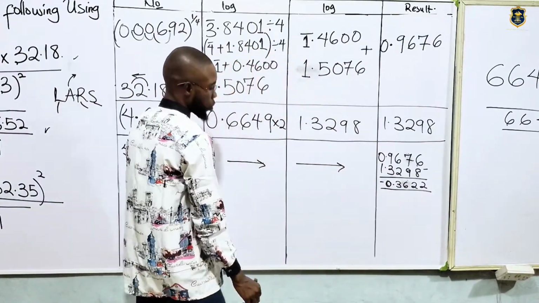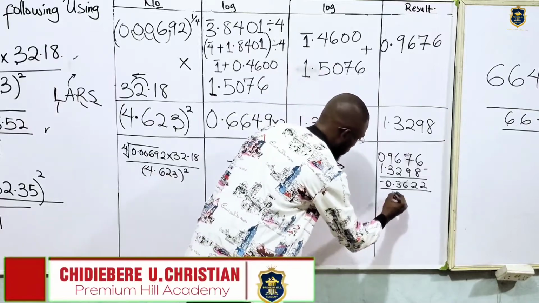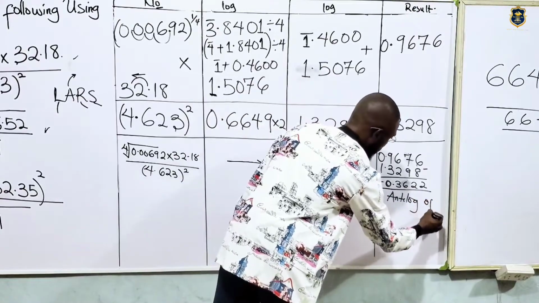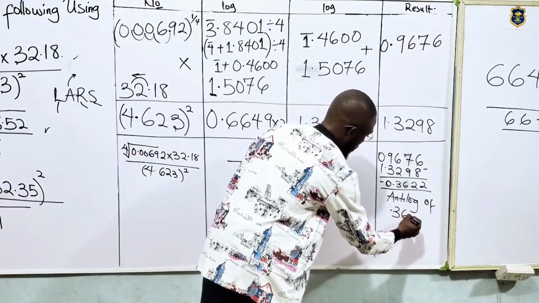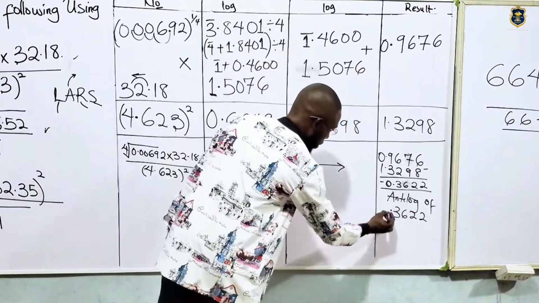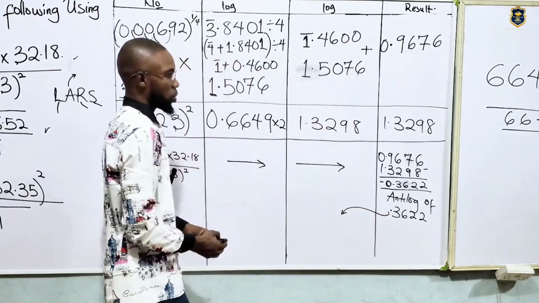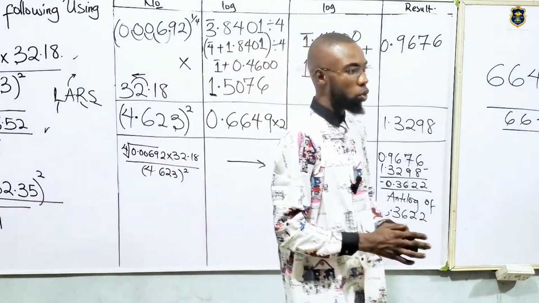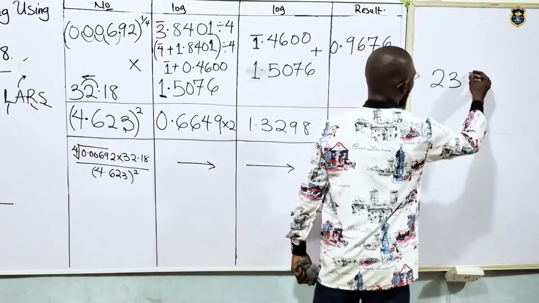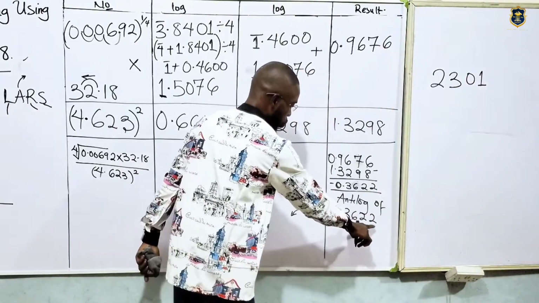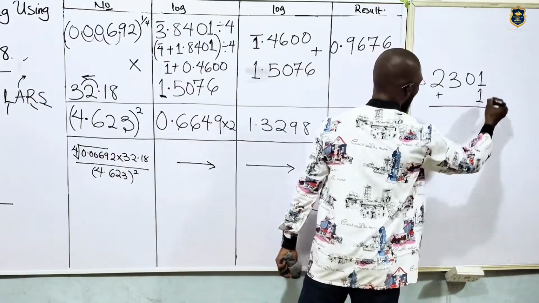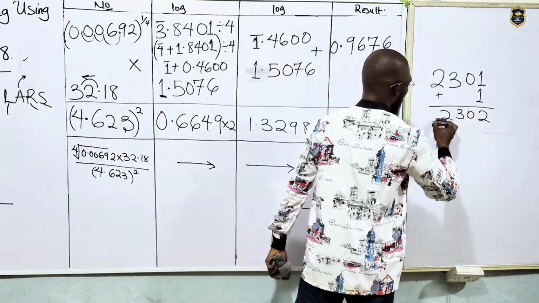But that's not all. What we do now is to take the antilog of this answer, the antilog of 0.36 under 2 difference 2. Go to your antilog table and check the antilog of 0.36 under 2. On your screen, you will discover that it is 2301. What about the difference 2? We discover the difference 2 is 1, so we add both.